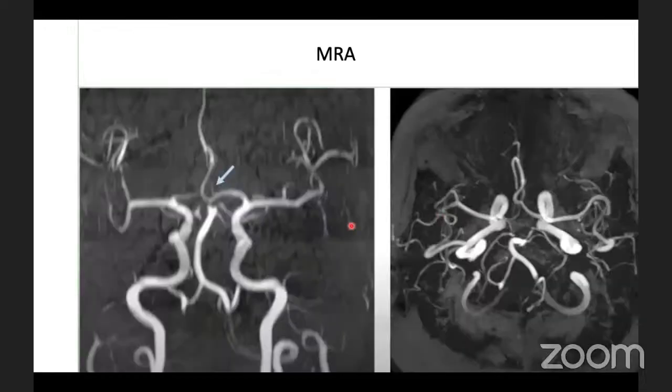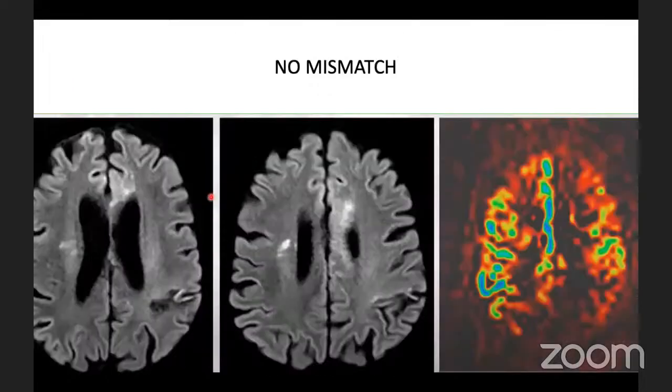So we do a TOF sequence and we see a cutoff. We see a cutoff here. This is the left A2 cutoff in this territory. Then in order to do a medium vessel thrombectomy, we have to do a perfusion scan, but the perfusion scan shows already established infarct. There's no mismatch, so the patient was managed conservatively with DAPT.